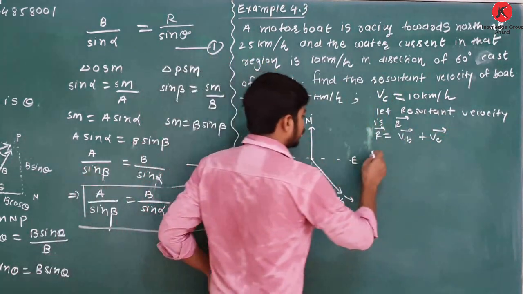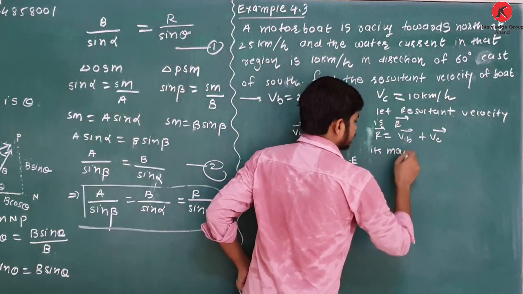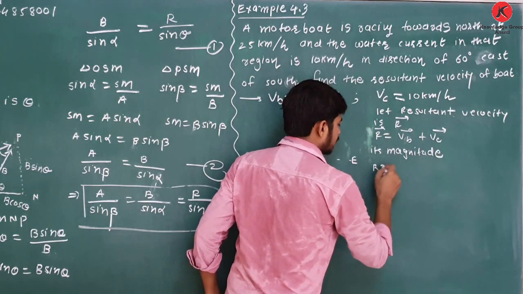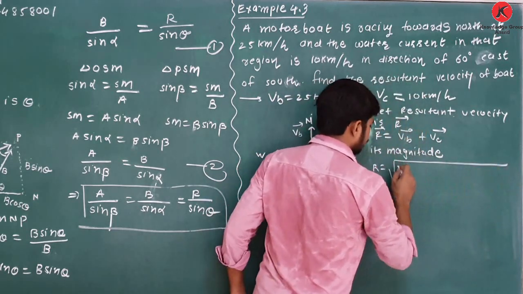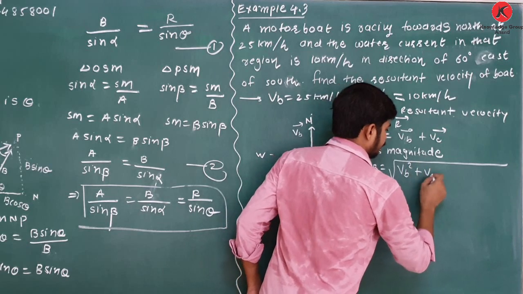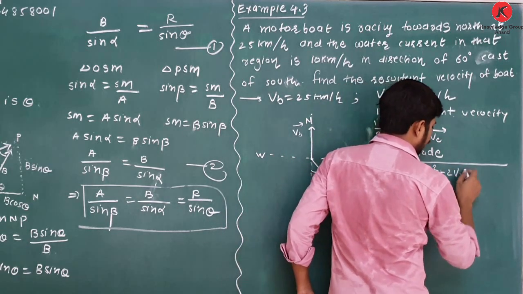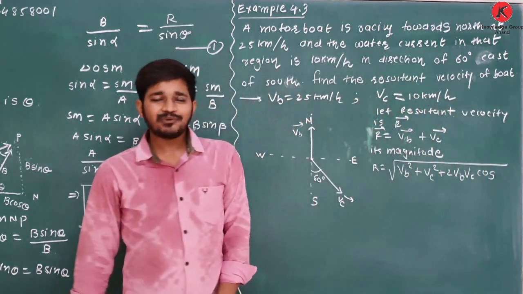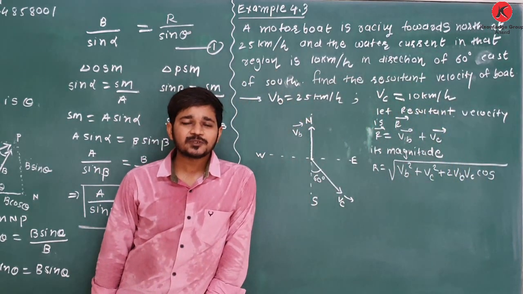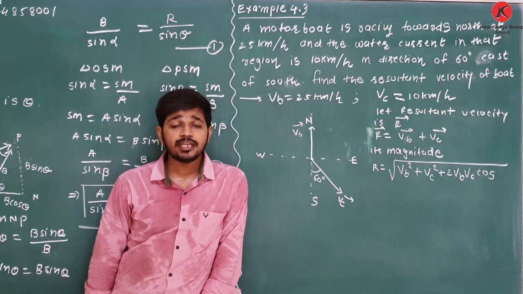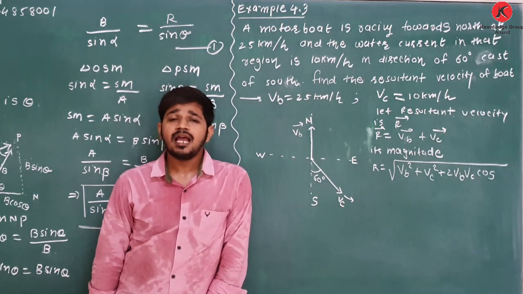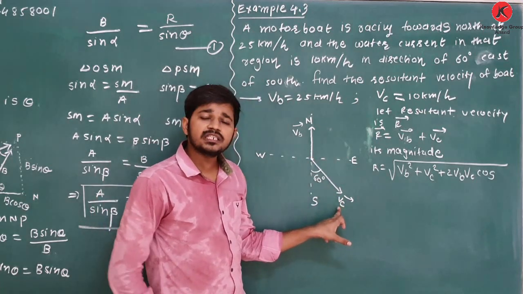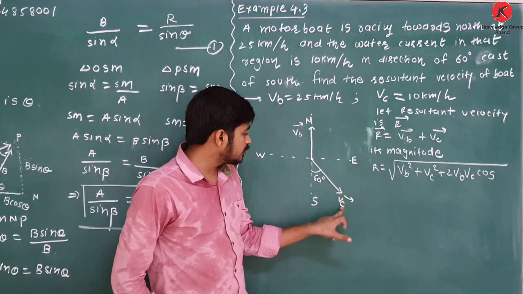How to find its magnitude? That is, R is equal to under root VB square plus VC square plus 2 VB VC cos theta. Yes, you know the equation: R is equal to under root A square plus B square plus 2AB cos theta, where theta is the angle between the two vectors. Here we have two vectors, VB and VC. Then what is the angle between them?